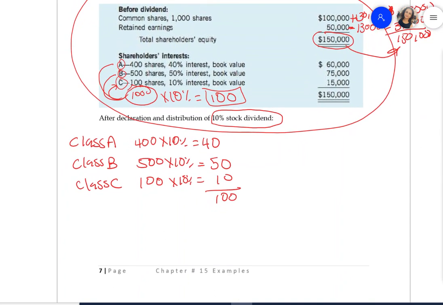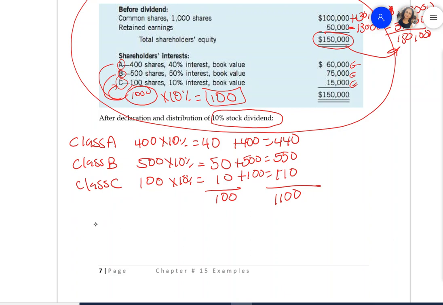Originally Class A had 400 shares, now they will have 440 shares. They had 500, now they are going to have 550 shares. They had 100, now they are going to have 110 shares. Altogether, there are now 1,100 shares outstanding. Does it change the value of our shares? No, nothing changes. It is still 150,000 because that's what it is worth. This is what the question is telling you.